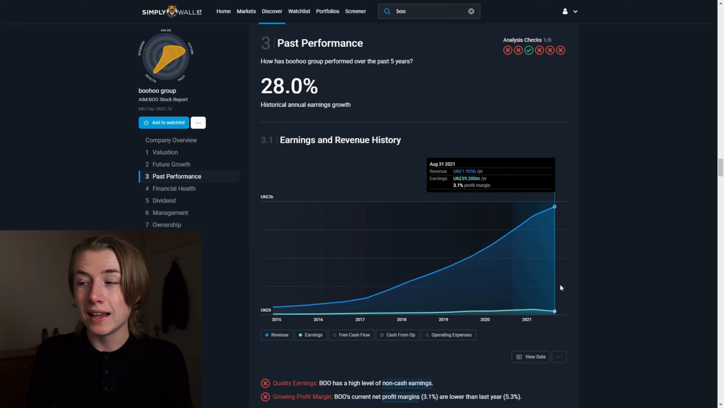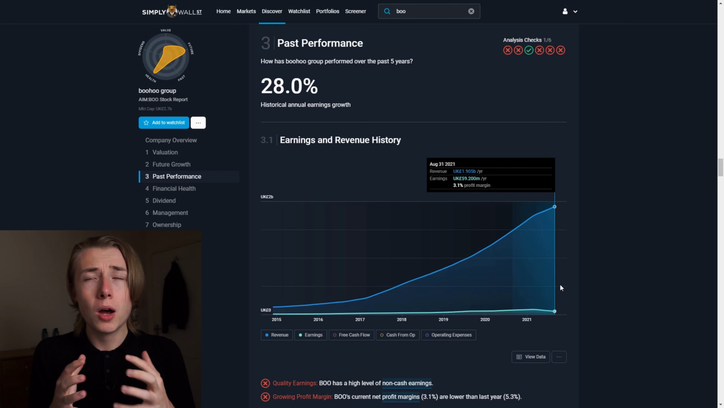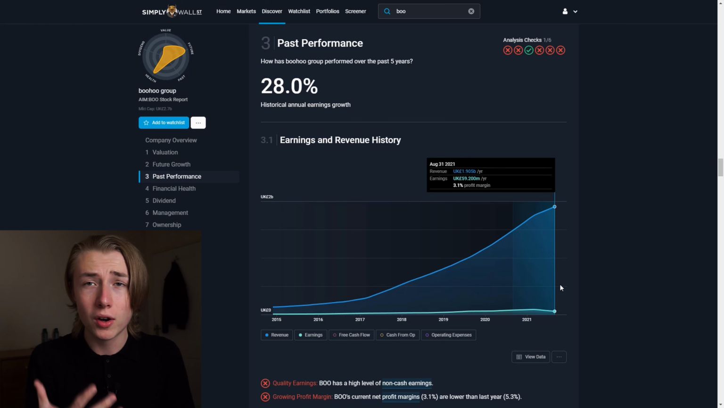What we can see is that in the last 5 years, the earnings growth on average is a CAGR, compound annual growth rate, of 28%. That means 28% on average growth each year of their earnings, and that is very impressive. And in fact, I believe their CAGR of their revenue was roughly 38% for the last 5 years, which is even higher.